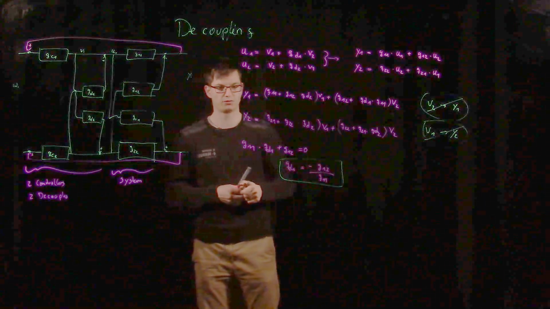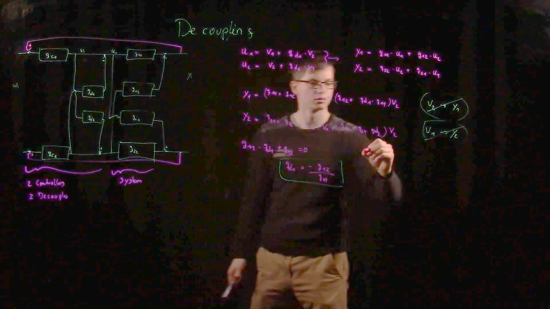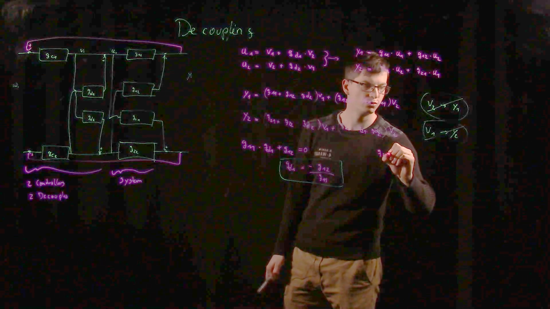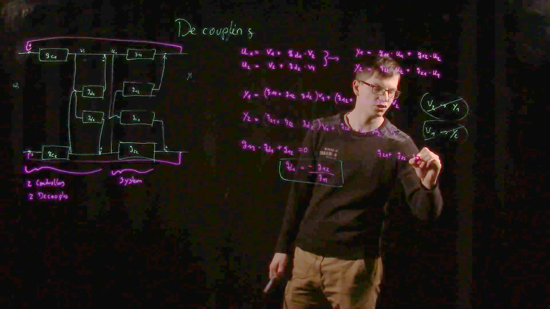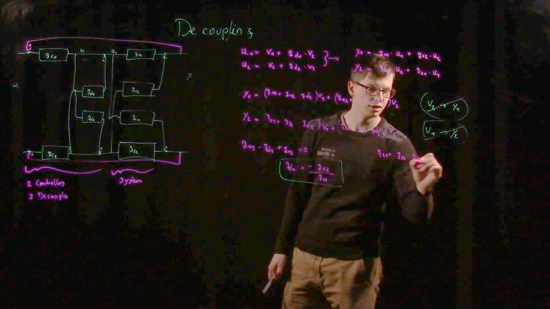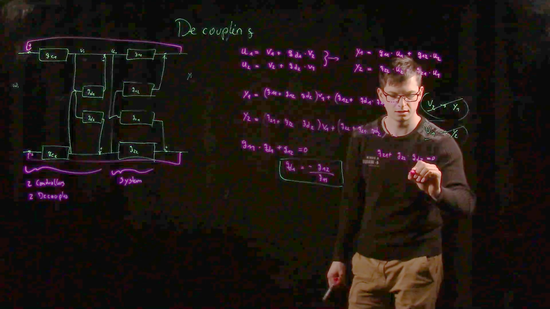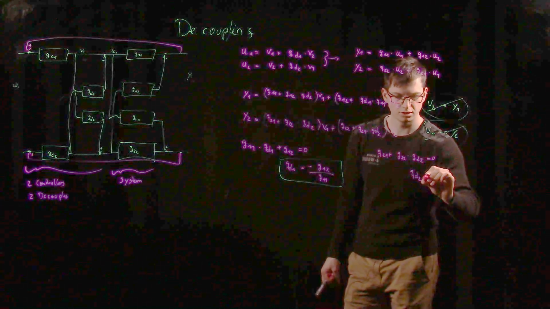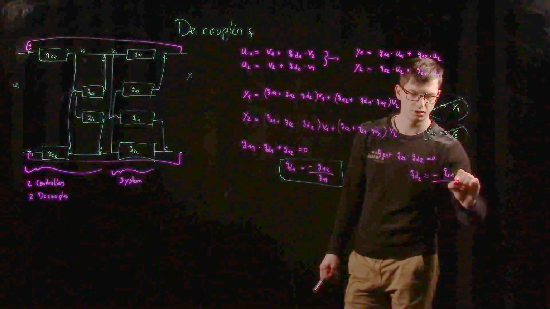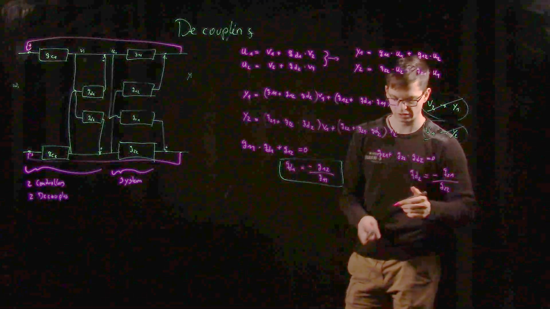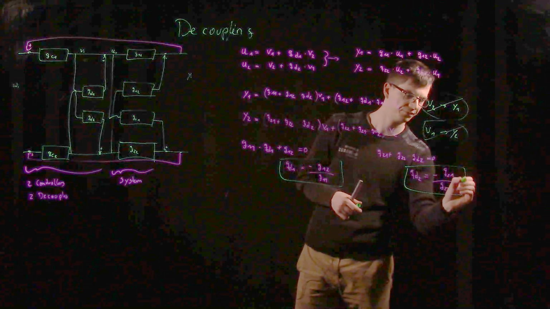And the same applies for the second decoupler. We write down G21 plus G22 times GD2 equals 0. And for our decoupler, this means GD2 equals minus G21 over G22. And this is our second decoupler. Great, now we have them.